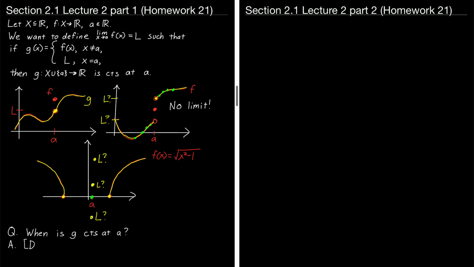So remember, we have our definition in 1.7.1, and that says that g is continuous at a if whenever you have a sequence x_n of points in X such that x_n converges to a, we have that g of x_n converges to g of a, which is L.